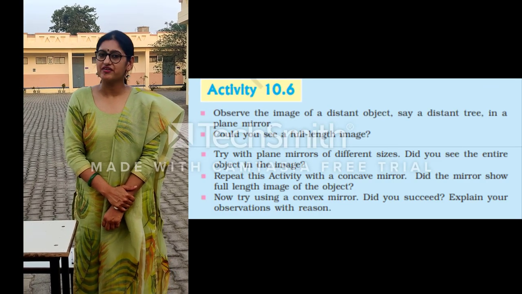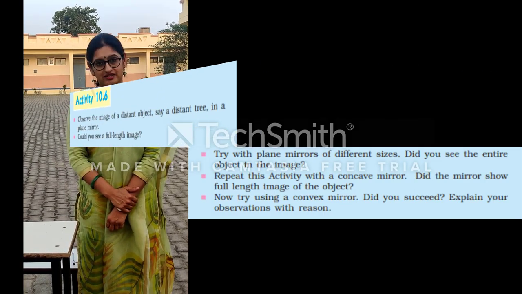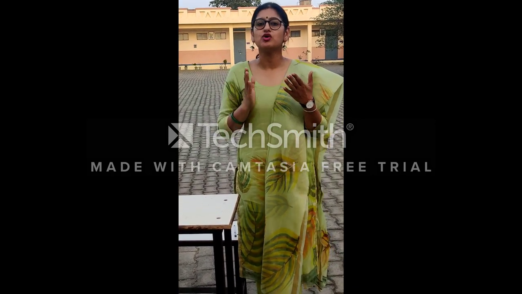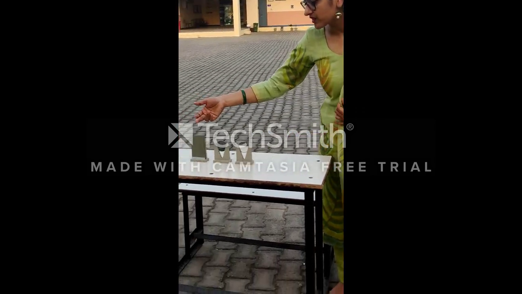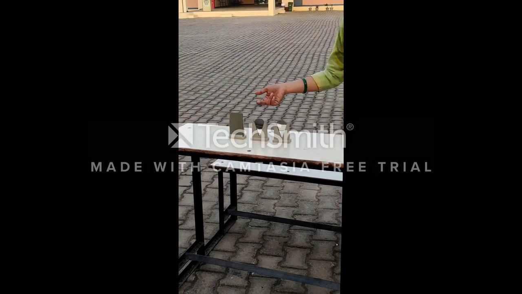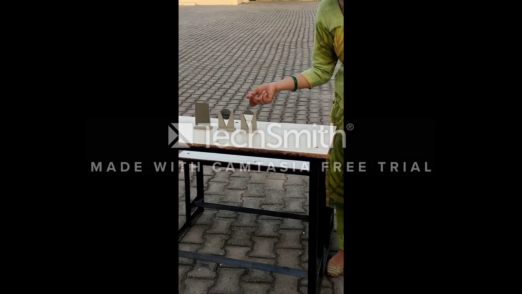Yes student, in our next activity, we have some mirrors. As you know, mirrors are of two types, plane mirror and spherical mirror. And spherical mirrors are of two further types, concave mirror and convex mirror. So as you see, this is a plane mirror, concave mirror and convex mirror.